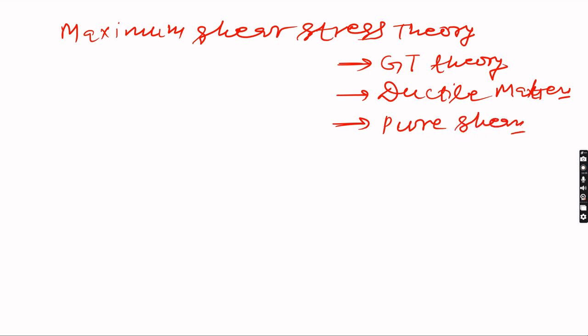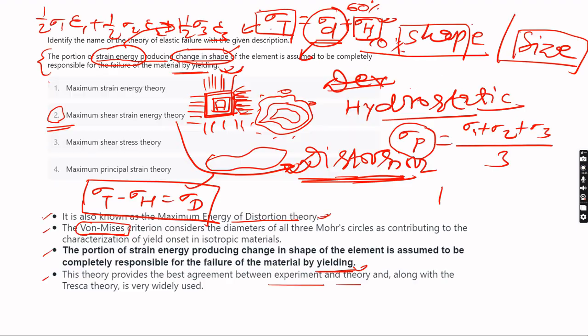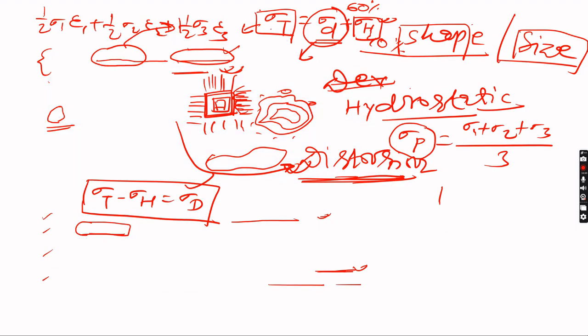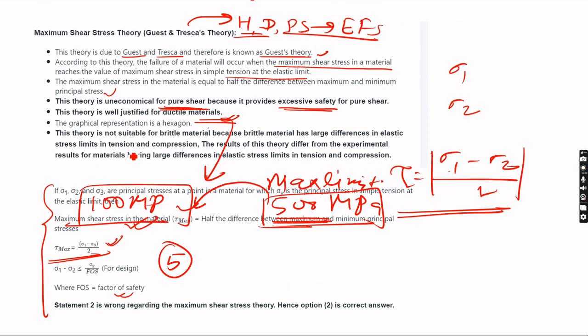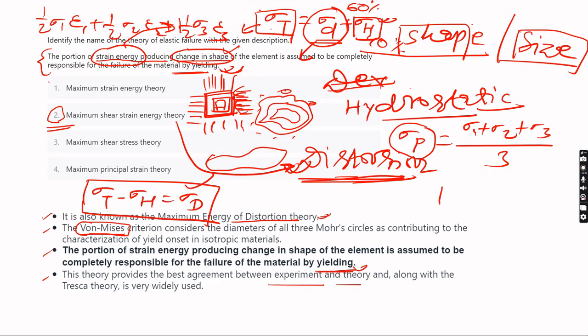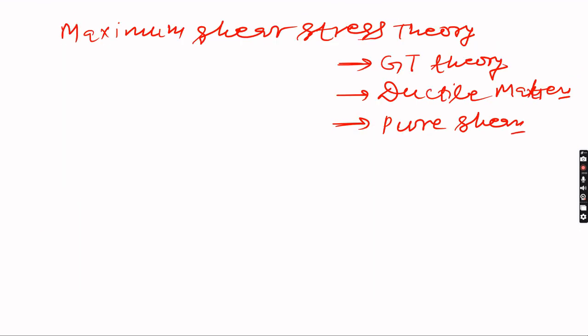Okay. For pure shear, it is overestimating. For pure shear, what is happening? It is giving a big factor of safety. Means okay, you got that point now. So for pure shear, you must be careful. Like say, one statement we made now: it is uneconomical for pure shear because it provides excessive safety. Okay, uneconomical, pure shear, uneconomical. So this is a very important point.